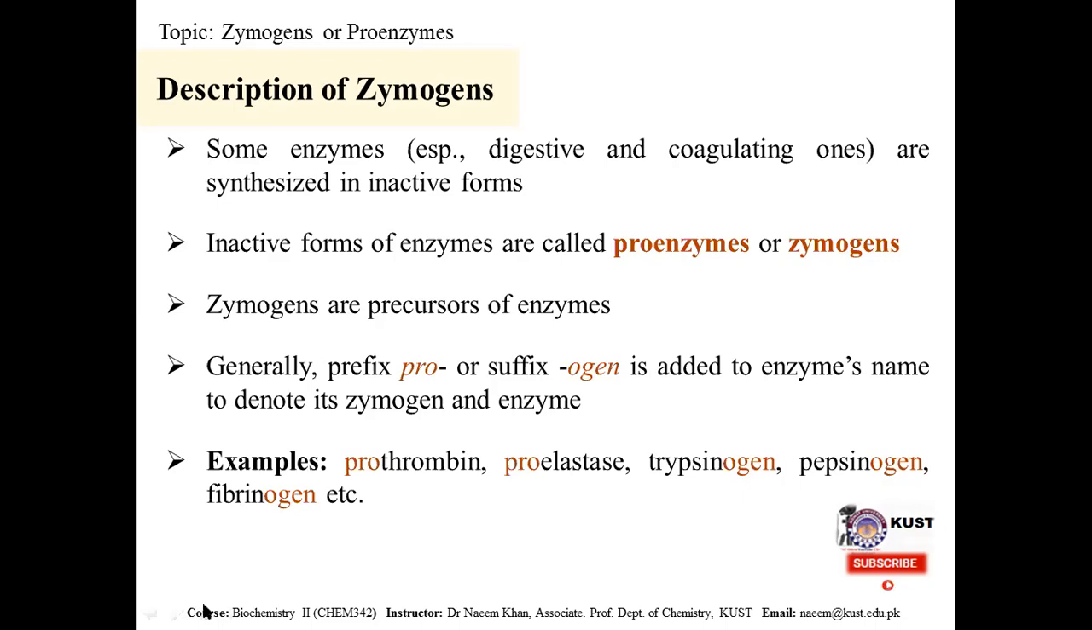So zymogens are represented by adding the prefix pro to the name of enzymes or the suffix ogen to the name of the enzyme. This will distinguish between the enzyme and its inactive form, or proenzyme. Zymogens are the inactive forms because some enzymes are produced in the inactive form in the body. And the inactive forms are called zymogens or proenzymes. We can say that zymogens are the precursors because they are later on converted to the enzymes.